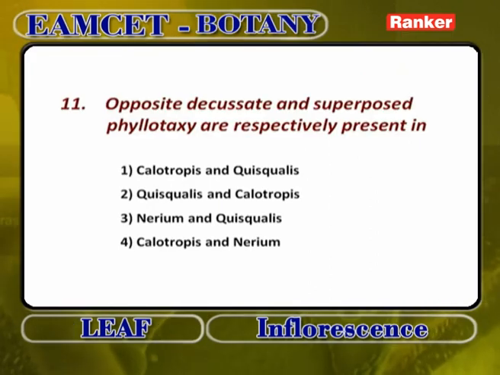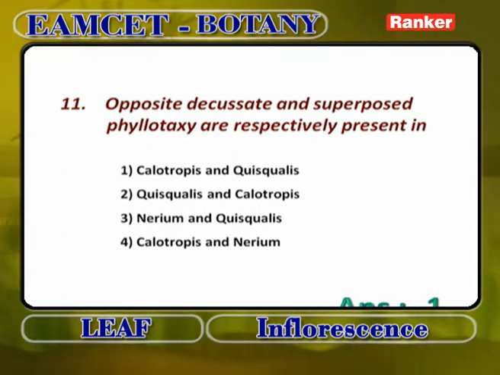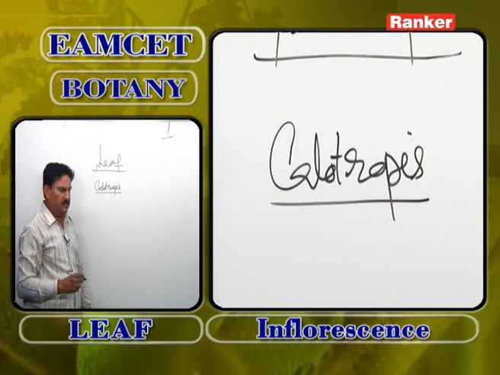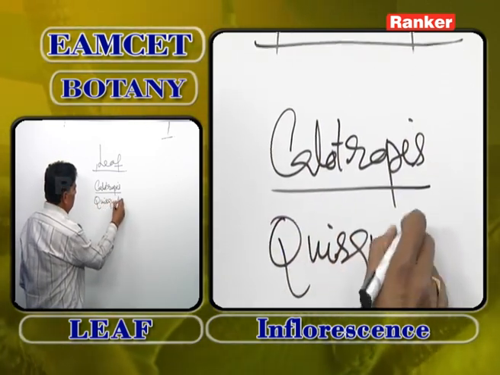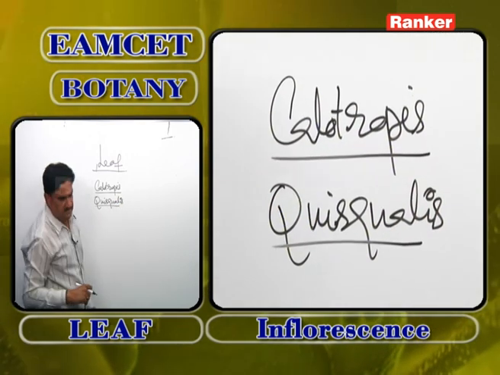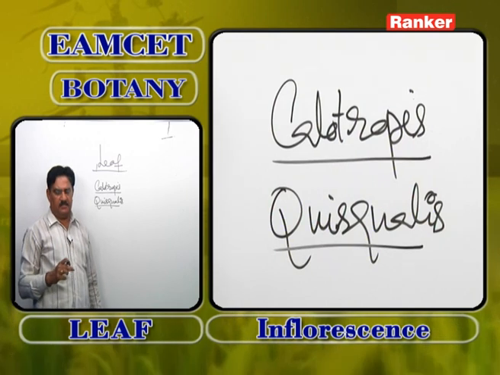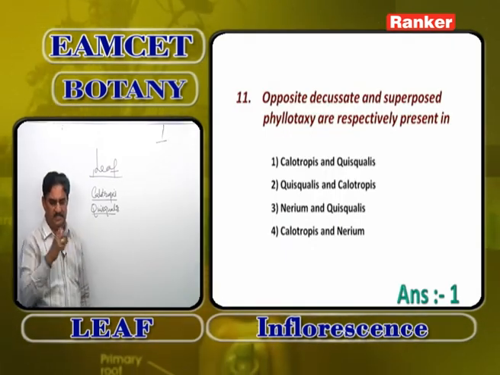Next, opposite decussate and opposite superposed phyllotaxy are respectively present in. Opposite decussate, I just told you, is found in Calotropis, because here the opposite leaves are arranged at right angles to each other. Then opposite superposed phyllotaxy is found in Quisqualis. So the answer is Calotropis and Quisqualis. The second option, Quisqualis and Calotropis, is not the answer, because first is opposite decussate, then superposed.